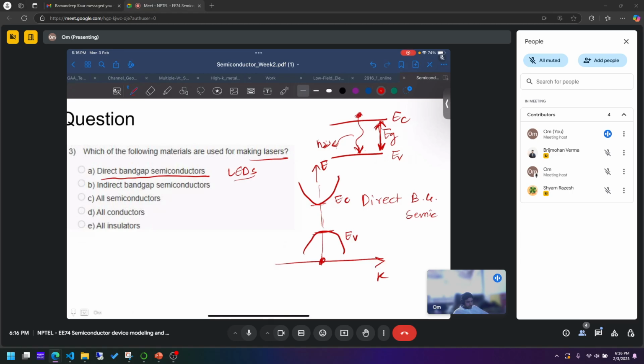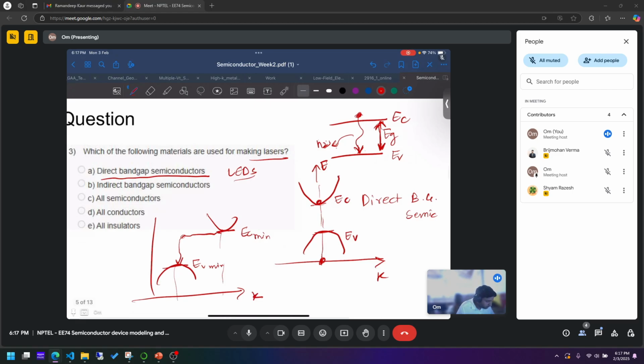Whereas in an indirect band gap semiconductor, what happens is the EC minima and the EV maxima are not at the same momentum level. So they transition to some intermediate state and then come to here. So that makes it an indirect band gap semiconductor.